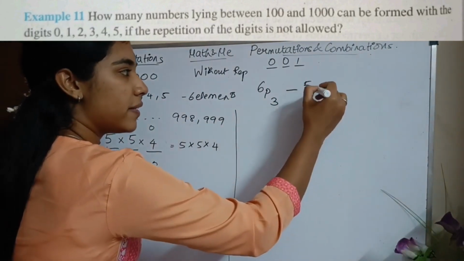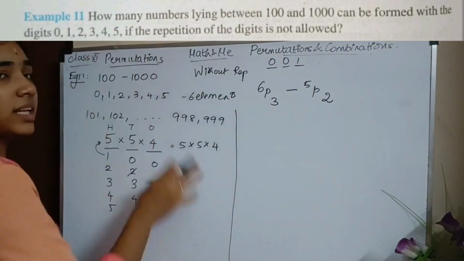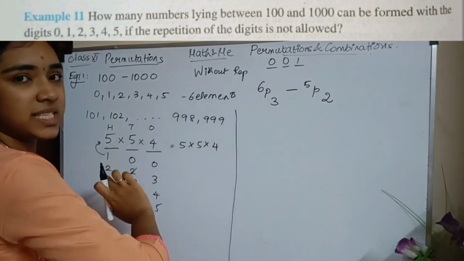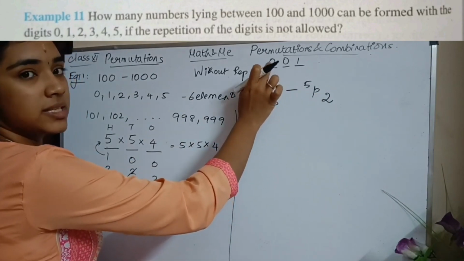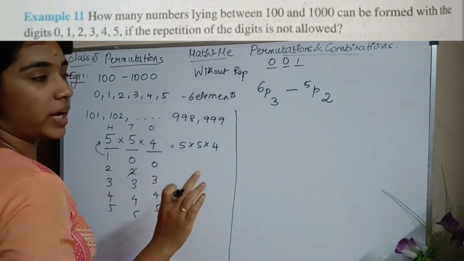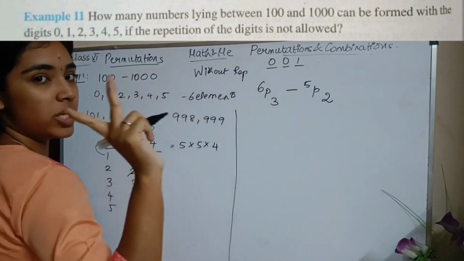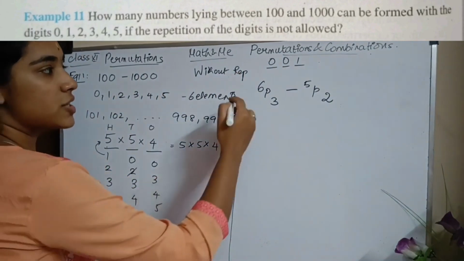So it will be 5P2. Agree? 6P3 will have all the numbers. You're choosing 3 numbers from the 6 elements, minus you have to exclude all the numbers which start with 0. Okay? Clear? So it will be 6P3 minus 5P2. I have to exclude all the 2-digit numbers which start with a 0. Okay? So what happens when we do this?